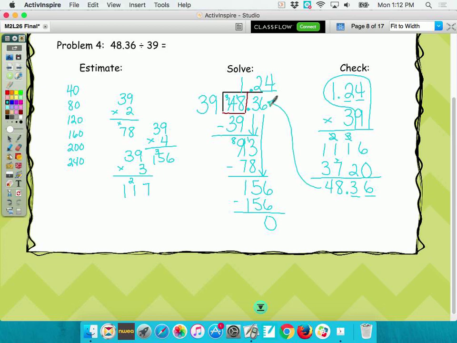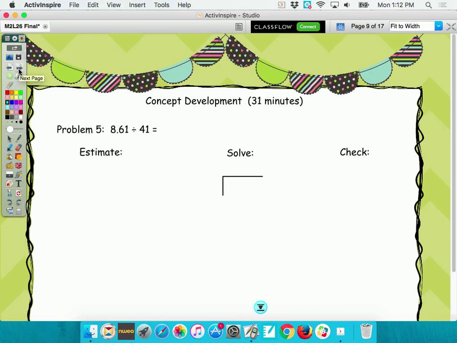So if I get this far and I forget to place the decimal in the product, it will be counted wrong. Because 4,836 is a lot different than 48 and 36 hundredths, okay? All right, let's skip over to the application problem so we have enough time.